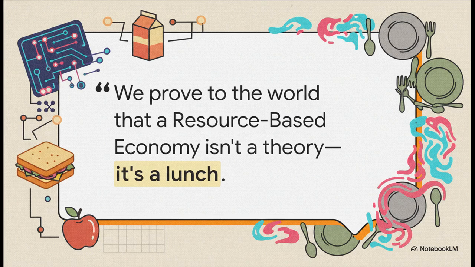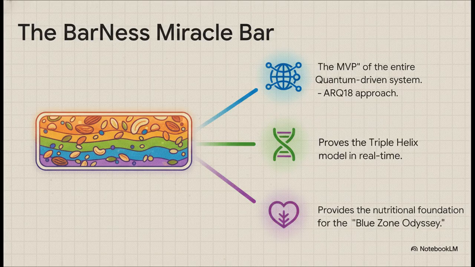The whole strategy is to take this huge abstract idea of a new economy and make it something you can hold in your hand, something you can, well, eat. It's about proving the theory with action, not just words. And that lunch is this, the BarNess Miracle Bar. This humble-looking food bar is positioned as the MVP for the entire system. It's meant to be the very first physical proof of concept for their economic model. The idea is to prove that their principles work in the real world, starting with something as fundamental as nutrition.